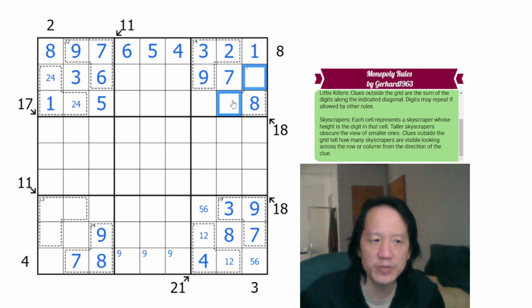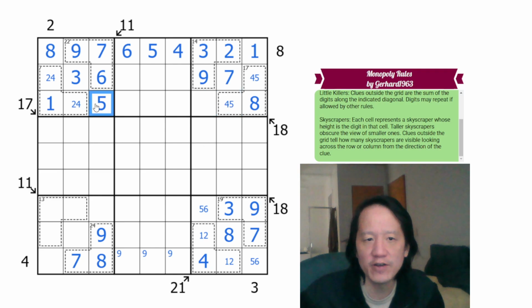So it cannot be 1, 8, cannot be 2, 7, it cannot be 3, 6 because we have those all in the box. Therefore, this must be 4 and 5. What's the last remaining digit? This can't be 5 because of this 5, so this is 4. This is 4, which makes that a 5. This can't be 4 because of that 4, so this must be 2, which makes this 4.